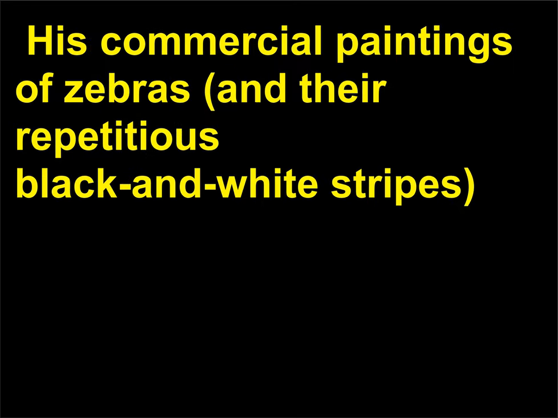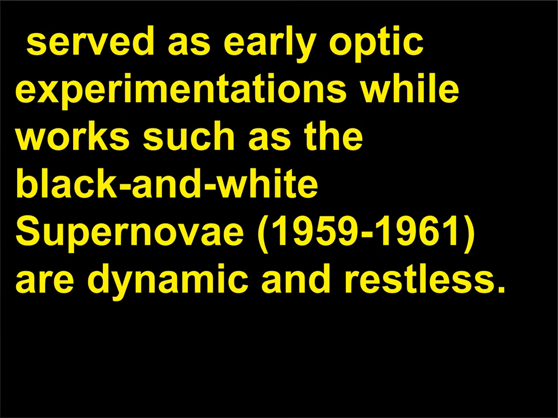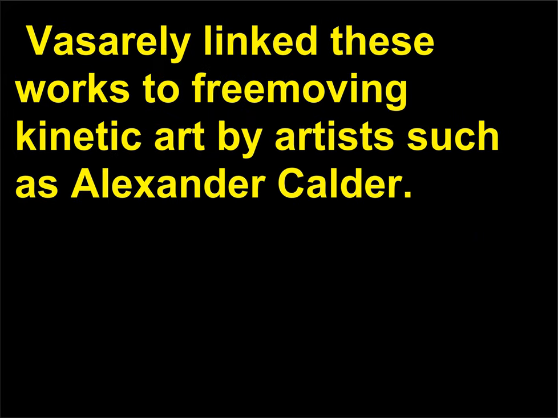Hungarian artist Viktor Vasarely, 1908-1997, was a pioneer of op art. His commercial paintings of zebras, and their repetitious black and white stripes, served as early optic experimentations, while works such as the Black and White Supernovae, 1959-1961, are dynamic and restless. Vasarely linked these works to free-moving kinetic art by artists such as Alexander Calder.